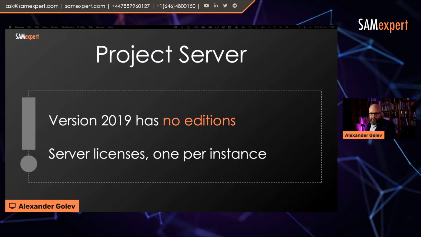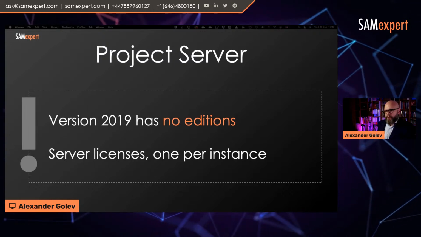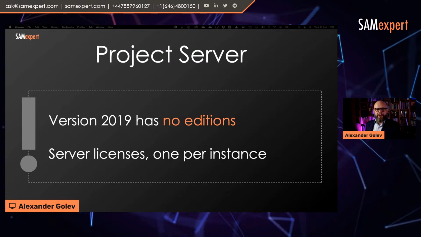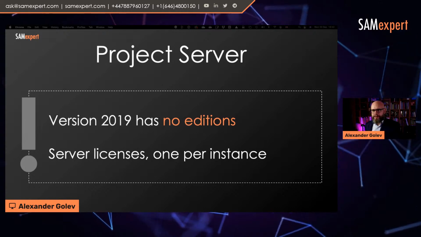Project Server, which is basically an add-on to SharePoint. Technically, it's an add-on to SharePoint, so it runs on top of SharePoint. As when we get to license dependencies, I'll reiterate this, that you also need SharePoint Server licenses and CALs.